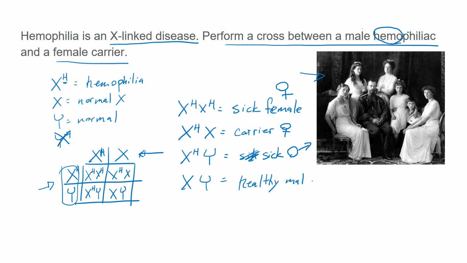Okay, and all of them is a 1 to 1 to 1 to 1 ratio, right? So there's a quarter of a chance for any of these genotypes and phenotypes to occur, right? Here are my genotypes. Here are my phenotypes. Okay, let's do one more cross.